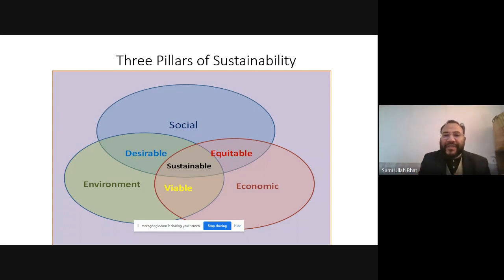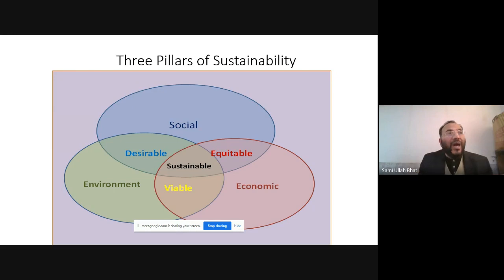So the three pillars of sustainability mean you have to strike a balance between these three components. One is environment, second is economic, and third is social. These overlap each other. The first is what is desirable, the second is what is viable, the third is equitable. When we use the word viable, it means there can be scientific and technical interventions, but our economic position will not allow us to use them. The cost is very high for that type of technology, technique, or application.